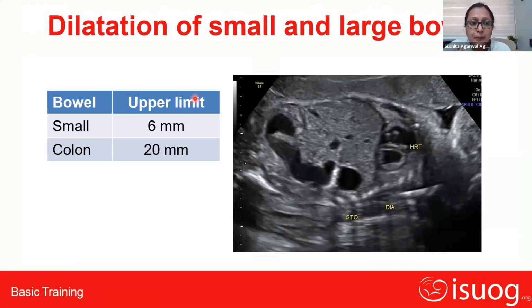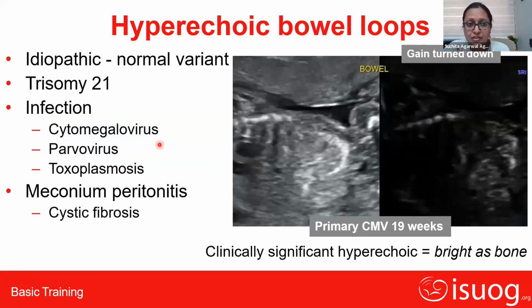So what are the upper limits of the dilatation of small and large bowel? According to ESOG, the small bowel upper limit is 6 mm, but according to FMF, it is 7 mm. And the upper limit of dilatation of colon is 20 millimeter. So this is how you classify in case of jejunal and ileal atresia.